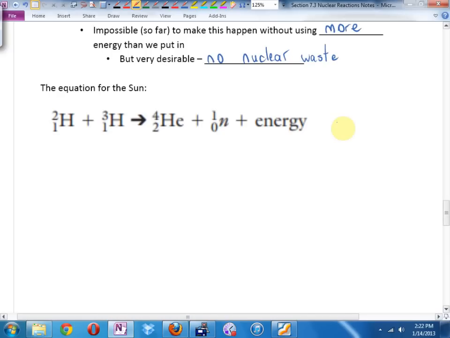Here's the equation for the sun. A hydrogen atom with one proton and one neutron, that's why it has a mass of 2, and another hydrogen atom with one proton and two neutrons, that's why it's got a mass of 3. The sun squeezes them together under tremendous pressure, and you get a helium atom, a neutron, and sunlight, heat, energy. That's what's going on.